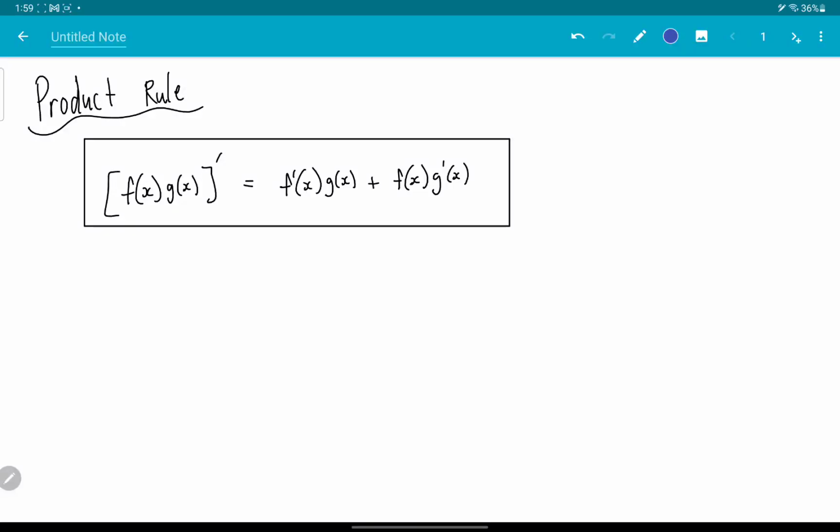Okay, our next major rule is called the product rule. Copy this down. So it tells us what to do when we have a product of functions. So function times a function, I use the product rule.